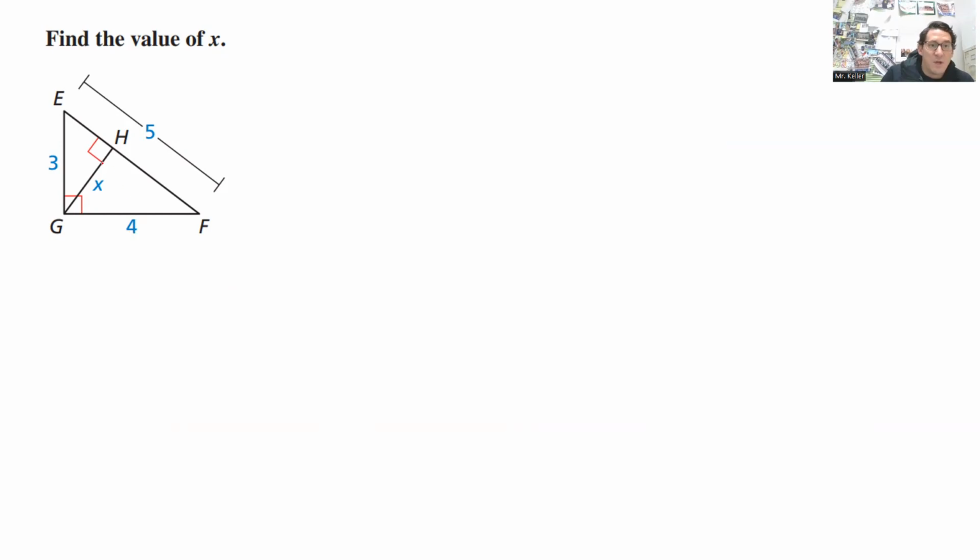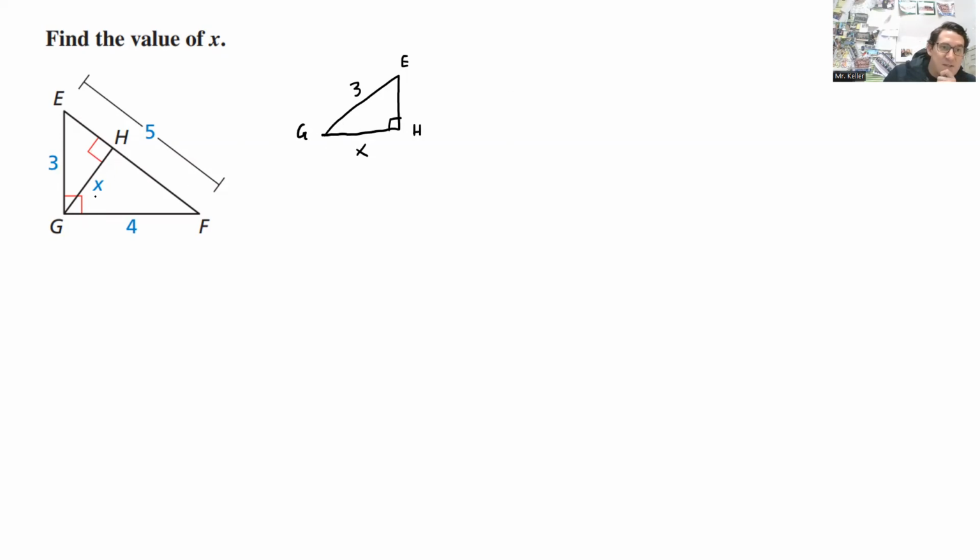For this one, I'm going to sketch out the three different triangles that we know are similar, and see how we can set up a proportion to solve. So up here, there's G to E to H. We have the right angle at H. I'm going to label stuff. GH is X, and then GE is 3. And we don't know EH, it's part of that whole length 5 there.